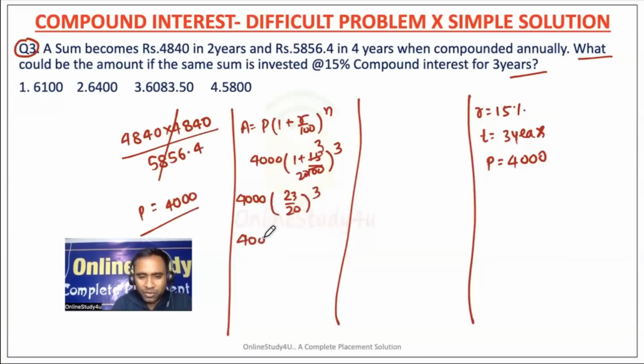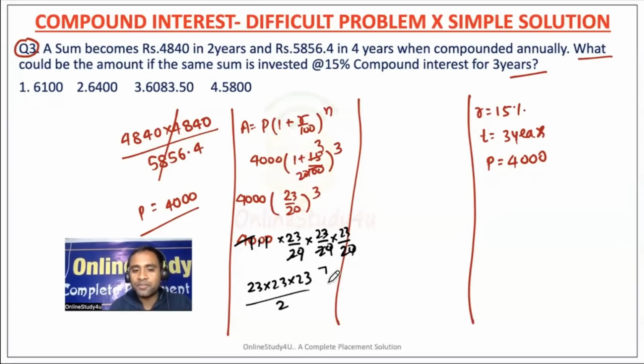Now calculation, don't run away from the calculation. These calculations are not tough. 23 by 20, 23 by 20 into 23 by 20, right? So 3 zeros are there, so 3 zeros cancelled, 2 into 4. Now we have 23 into 23 into 23 divided by 2. It is not completely divisible by 2, so our answer will be option 3, 6083.50.